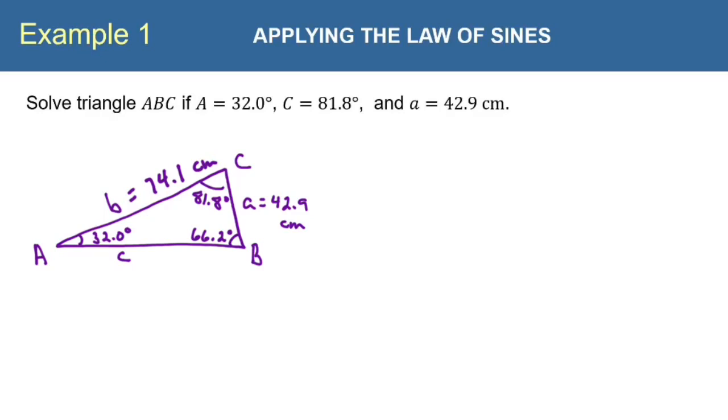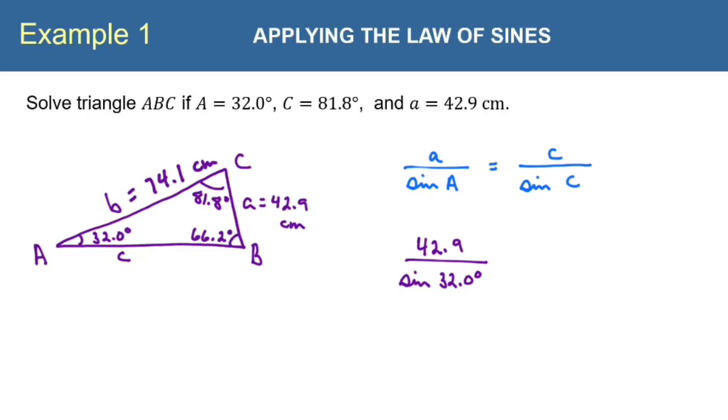We also need to find the length of side C. So I have gone to a new slide here and I've recopied our triangle for us. And now let's figure out how to find side C. Again, we're going to start with A over the sine of angle A because those values were given in the problem. And this time the other ratio will be C over the sine of angle C. And again, let's fill in our known values. So we'll have 42.9 over the sine of 32.0 degrees equals C, which is what we're looking for, divided by the sine of angle C, which was 81.8 degrees.